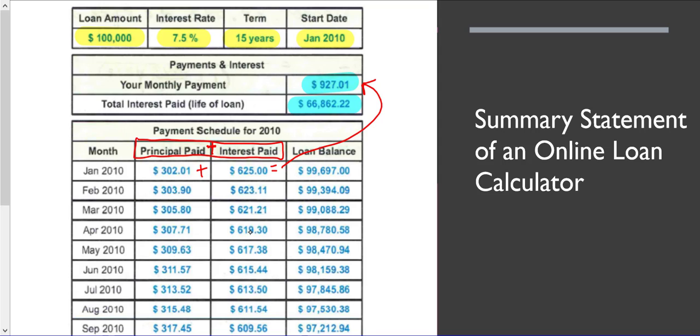So if you're being wise with your loan, if you can make extra payments at the beginning of your loan when your loan balance is so high, in the end you won't be paying as much interest towards the end of the loan, and it buys you a little time.